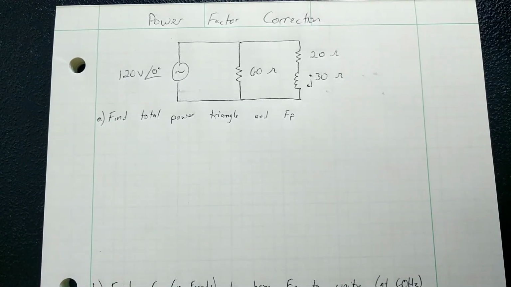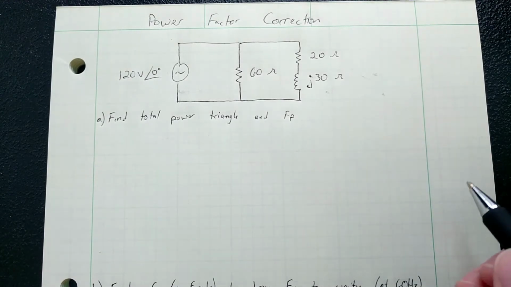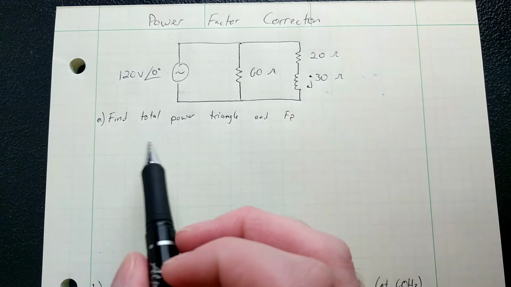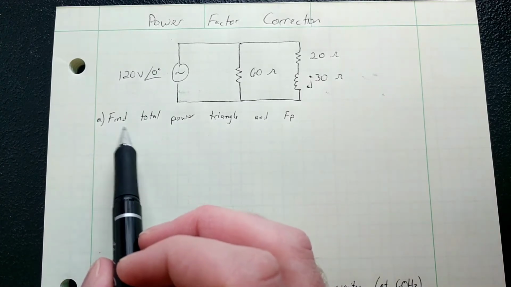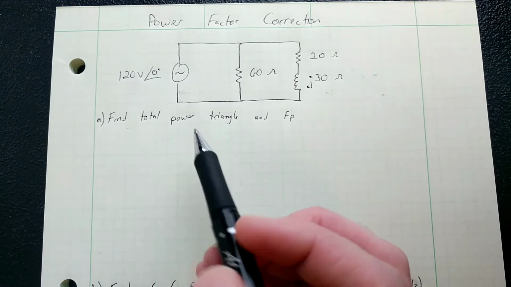Alright, so what we're going to solve here is a power factor correction problem. Anytime that we're going to do power factor correction, it is usually best practice to go ahead and find the total power triangle. So I've set up this problem where that's what we're going to find first, the total power triangle. And really, there's two ways to go about it.